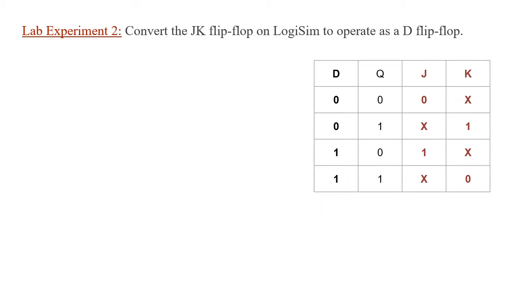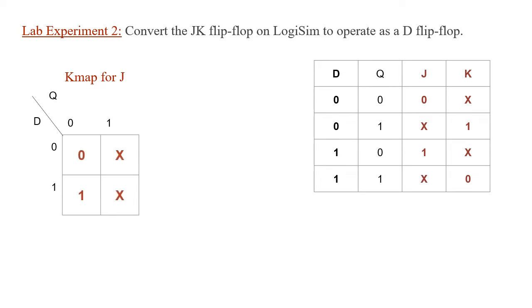Now with the help of this table, the next step is to create K-maps for each of J and K. We're going to start with the K-map of J. It's going to be a 2 by 2 K-map, and inside of it we're going to copy the values of J. We're going to start with 0, don't care, and then 1, don't care. Next, we can group the ones that we have. This will result in this one being grouped with this X. Finally, we can figure out that J is equal to D.